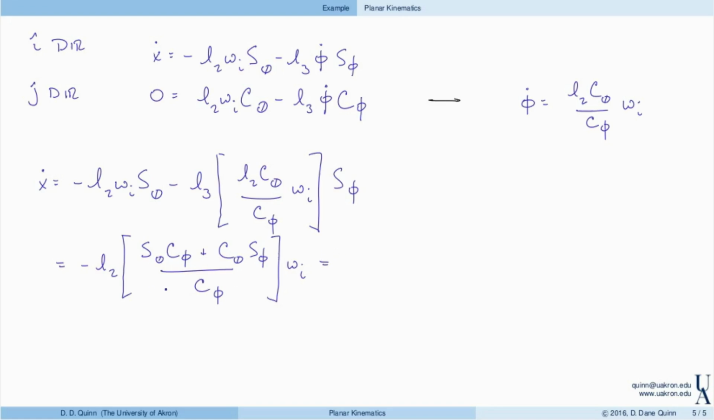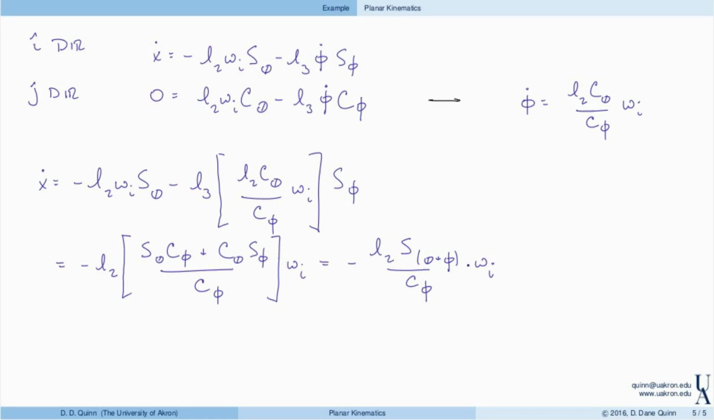So this is one expression we can find. And in particular, the numerator is actually one of these double angle formulas. You may or may not recognize this, but we end up with L2 times sine of theta plus phi divided by cosine of phi times omega I. So that's the speed of block B. A couple of important things. Clearly, both angles are important in this expression, but this is also linear in the input speed.